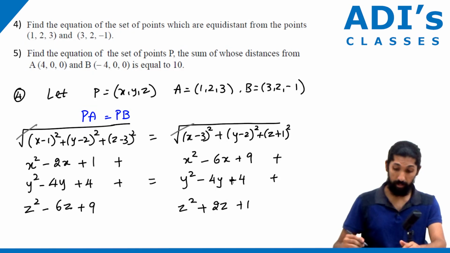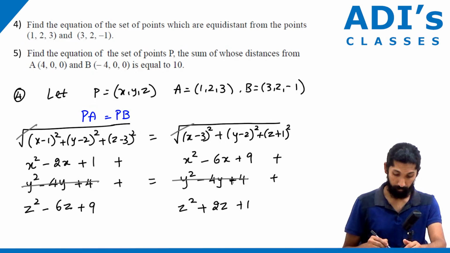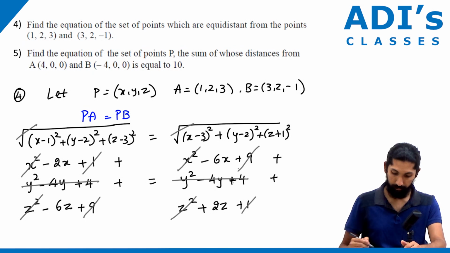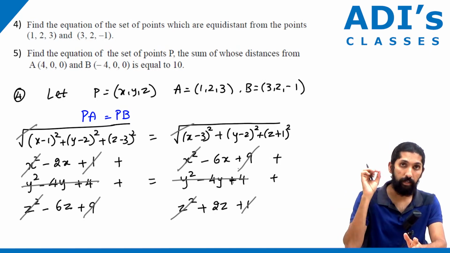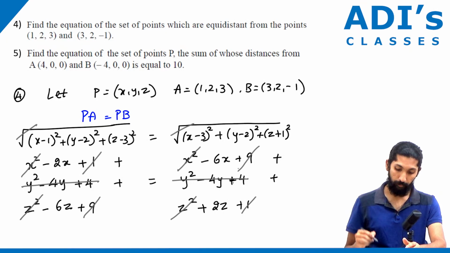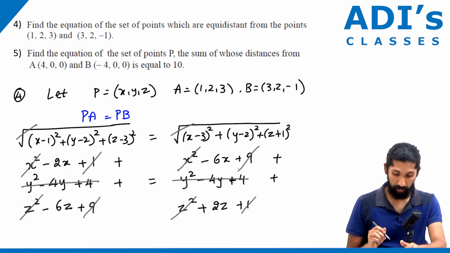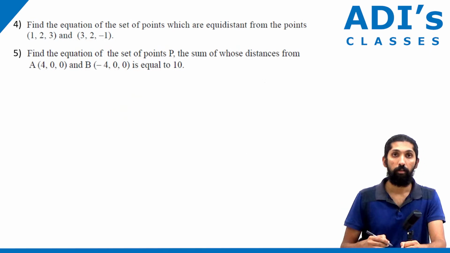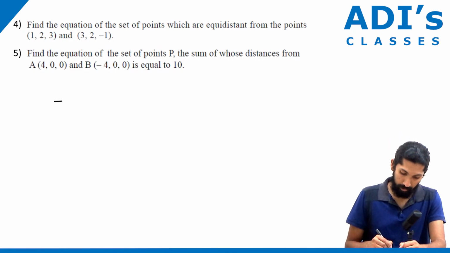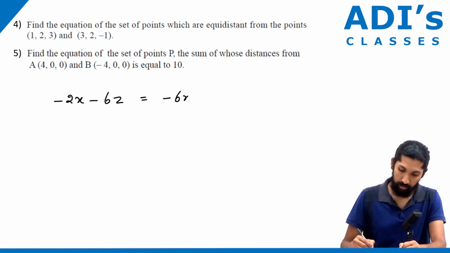See the terms which are going to cancel. See this entire thing cancels out. Whole thing. X square, y square, z square, 1 and 1, 9 and 9. Isn't it? See all the parts which are going to cancel. Now let's write down the remaining things. Remaining what you have: minus 2x minus 6z is equal to minus 6x plus 2z. Correct? So let's write it down. On the LHS, we have minus 2x minus 6z is equal to minus 6x plus 2z.